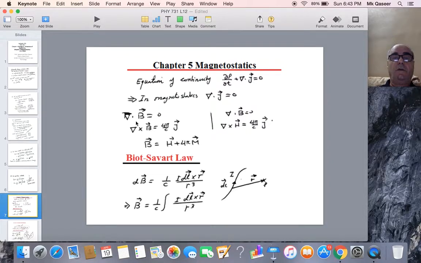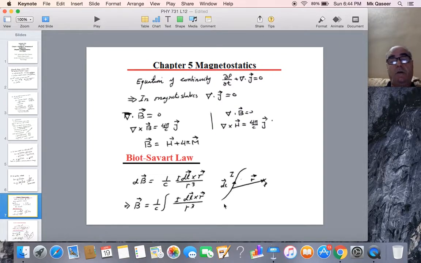We already know that the divergence of B is 0, and Ampere's law is given by this: curl B equals 4 pi over c times J. In matter, in the second equation, we have to replace B by H, the magnetic intensity, where B is the magnetic induction, and the relation between B and the magnetization in the CGS system of units is given by this.